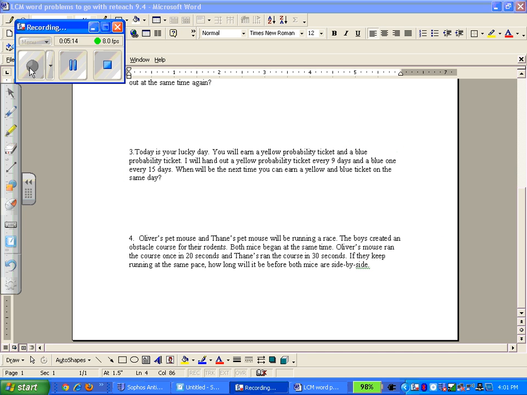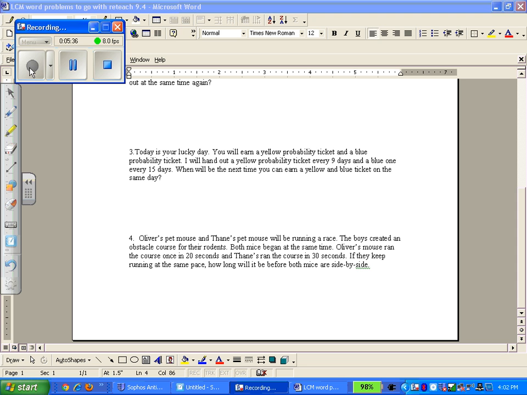So let's take a look at problem number 3 now. Today is your lucky day. You will earn a yellow probability ticket and a blue probability ticket. I will hand out a yellow probability ticket every 9 days and a blue one every 15 days. When will be the next time you can earn a yellow and blue ticket on the same day?